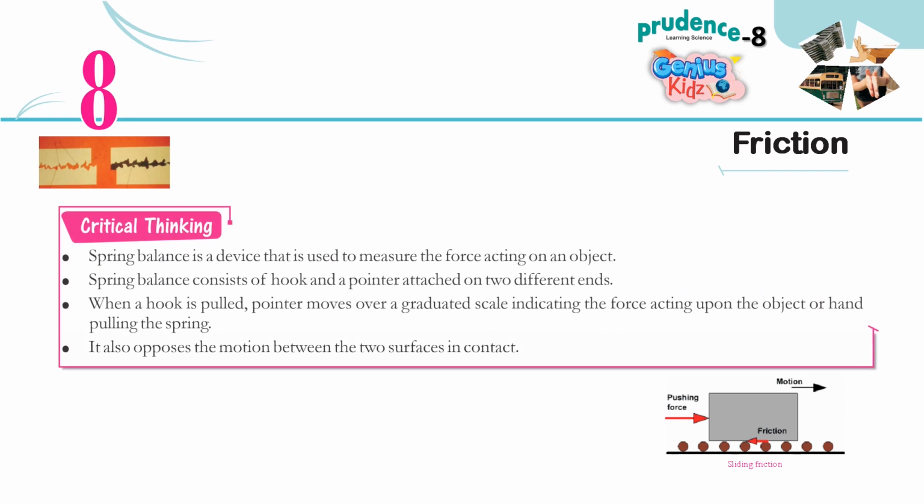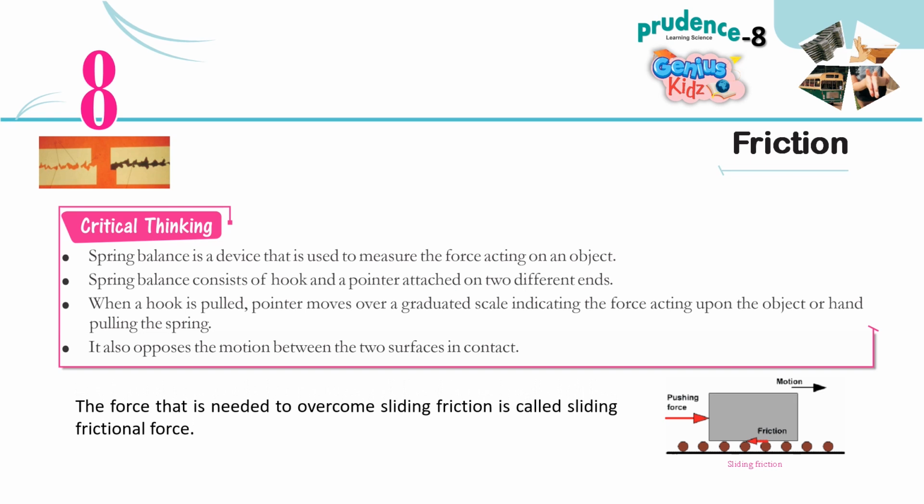Critical thinking. Spring balance is a device that is used to measure the force acting on an object. Spring balance consists of hook and pointer attached onto different ends. When a hook is pulled, pointer moves over a graduated scale indicating force acting upon the object or hand pulling the spring. It also opposes the motion between the two surfaces in contact. The force that is needed to overcome sliding friction is called sliding frictional force.